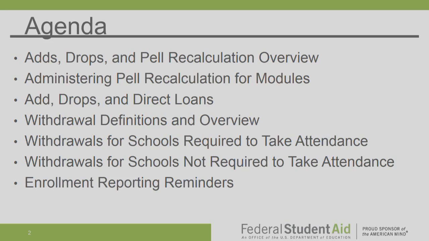I'm also going to have an entire section about administering Pell recalculation for modules, and this is much more detailed than I think any of you have ever heard before in the past, so I hope that we'll be able to clarify any questions or issues you may have in that regard. Also, how do adds and drops, adding and dropping courses, affect direct loans and their Title IV eligibility?